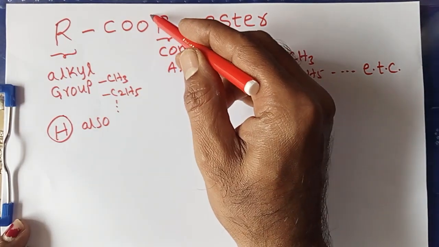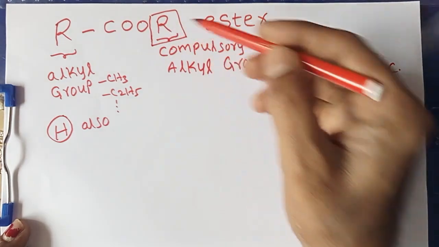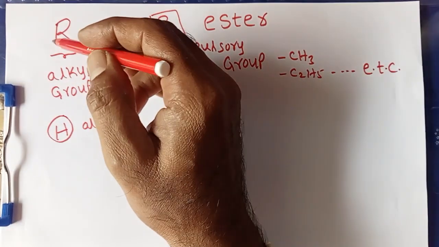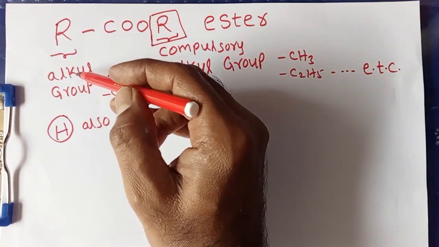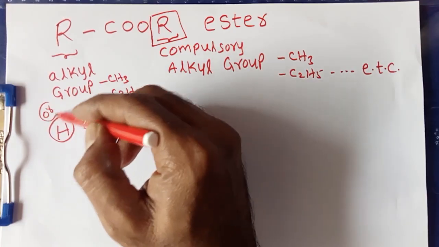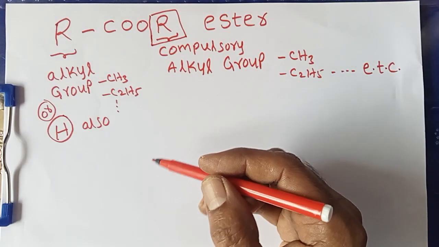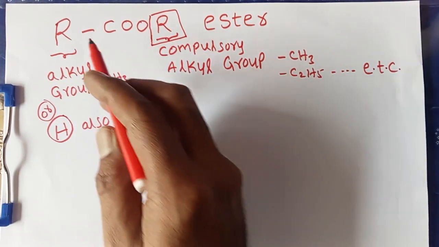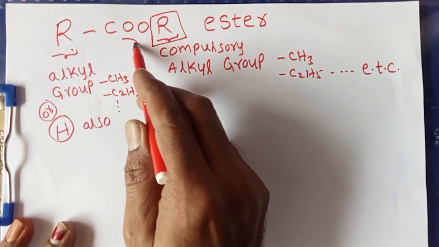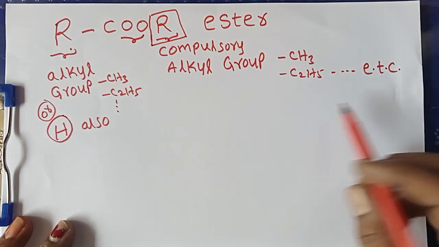What is the most important thing? This alkyl group is compulsory. This R is a compulsory alkyl group. Actually R means alkyl only. This R means an alkyl group, or hydrogen also. That group is called an ester group. Now what is the difference between this alkyl group and this alkyl group? You must know the structure of these two oxygen atoms, the bonding structure.